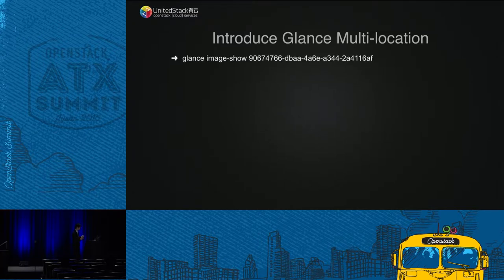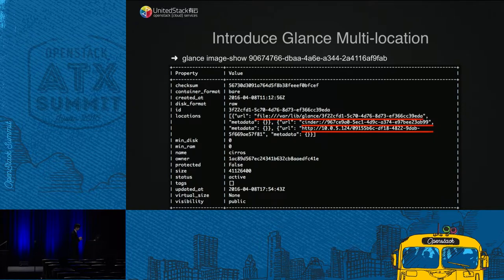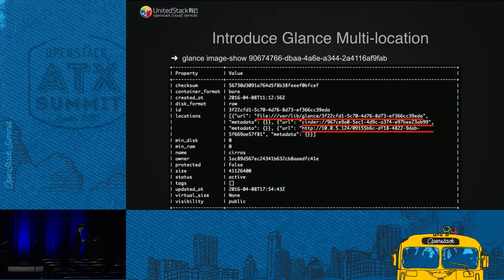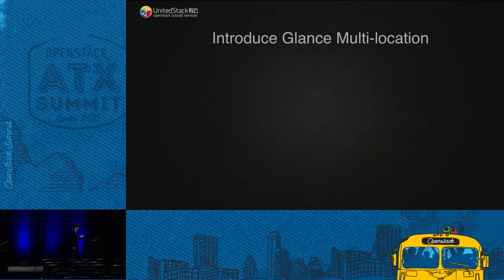If you try the files first, if the file does not exist, there's some problem about the animations. If the file does not exist, you try Cinder and HTTP later. So how to enable these functions?